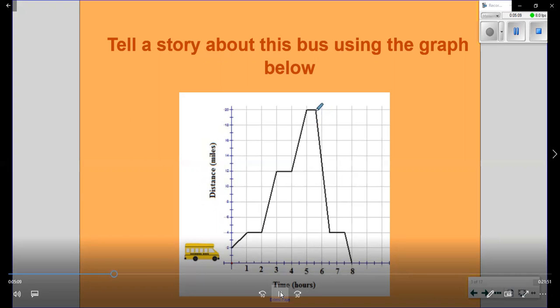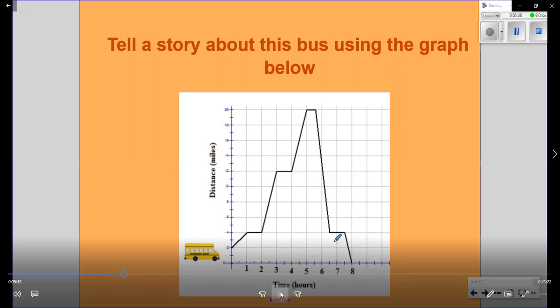Now, based on the graph, it looks like it's going down. So I'm going to perceive it as them going back to the school. Because they were going away from the school, and now they're going to go back. So it takes them 16 miles, the bus keeps on going. It's almost maybe an hour, or a little less than an hour. Then they stop for a pit stop.